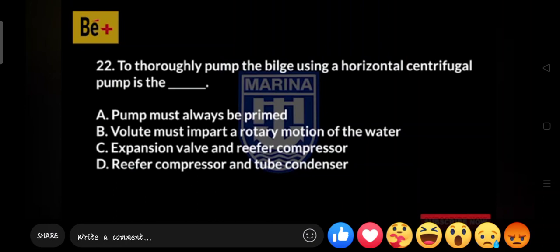To thoroughly pump the bilge using a horizontal centrifugal pump, A. Pump must always be primed. B. Volute must impart a rotary motion of the water. C. Expansion valve and reefer compressor. D. Reefer compressor and tube condenser. The answer is A. Pump must always be primed.